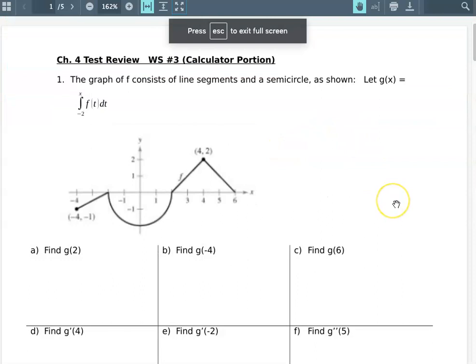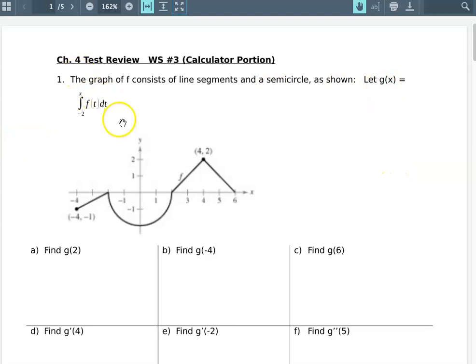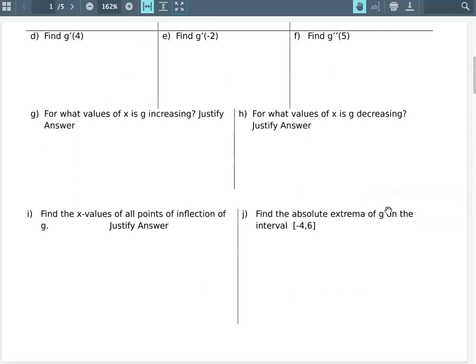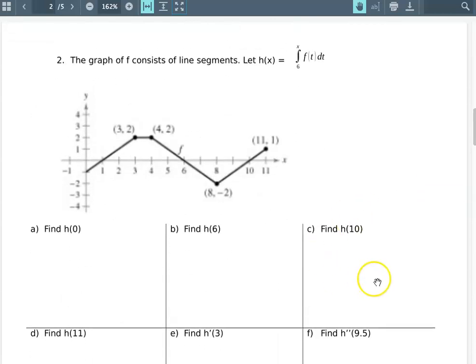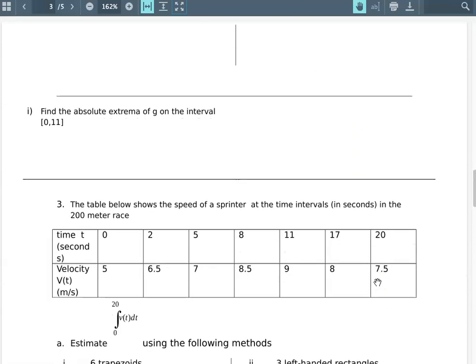This third one starts with the kind of problem that we just did. It's not set up great, but it's all right. So g of x equals the integral from -2 to x of f of t dt. He gives you a graph, and then he asks you all kinds of questions about it, right? And then there's another one, same type, bunch of questions.